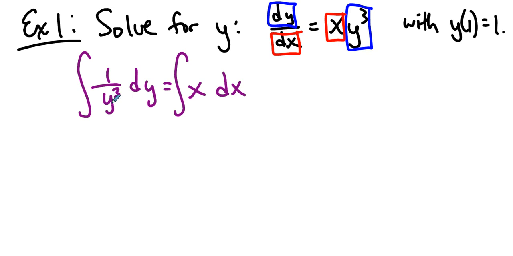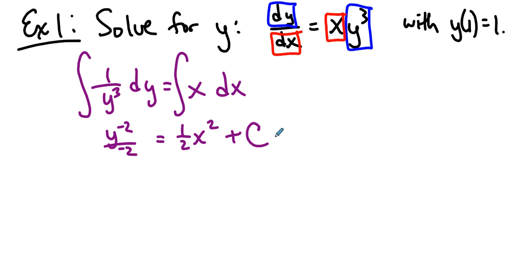So what happens here? This is y to the negative 3. The antiderivative of y to the negative 3 is y to the negative 2 over negative 2. The antiderivative of x is 1/2 x squared. This has a constant. This has a constant. One constant is all you need.